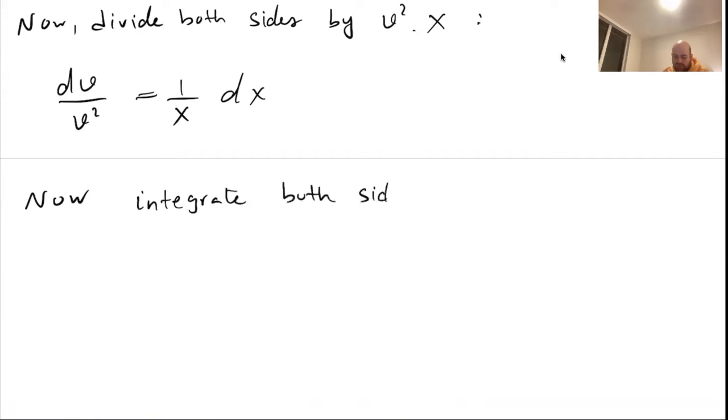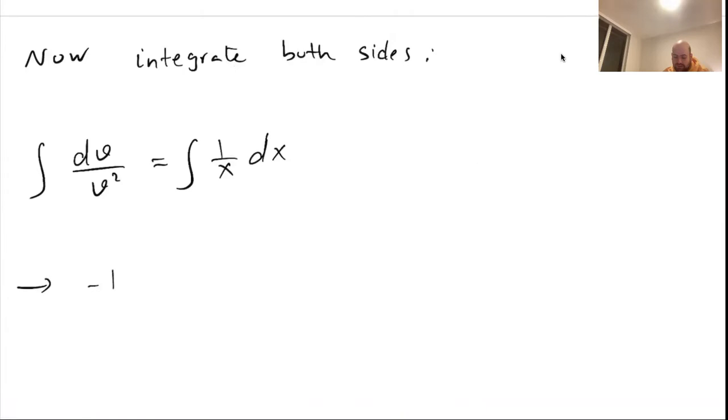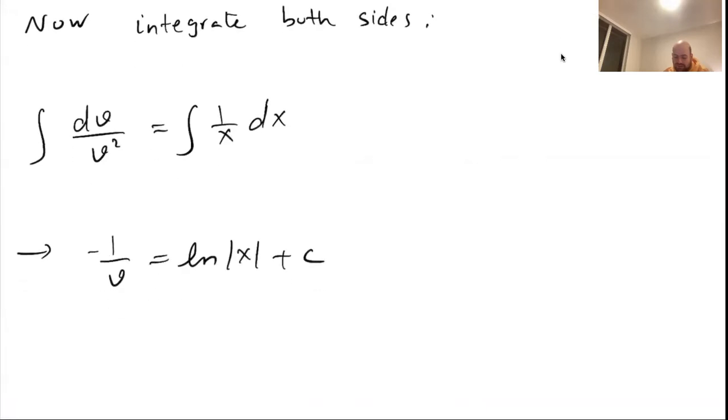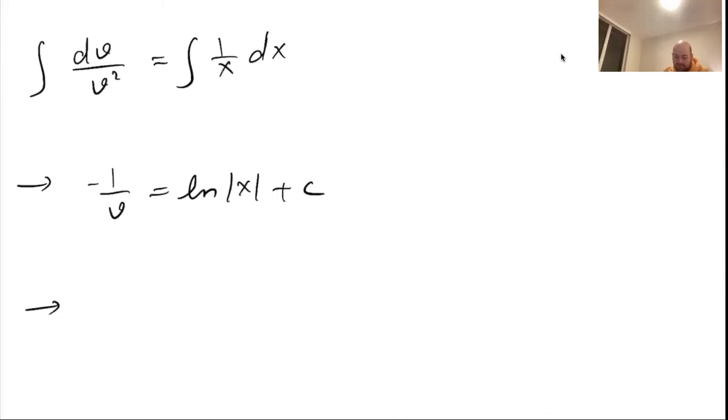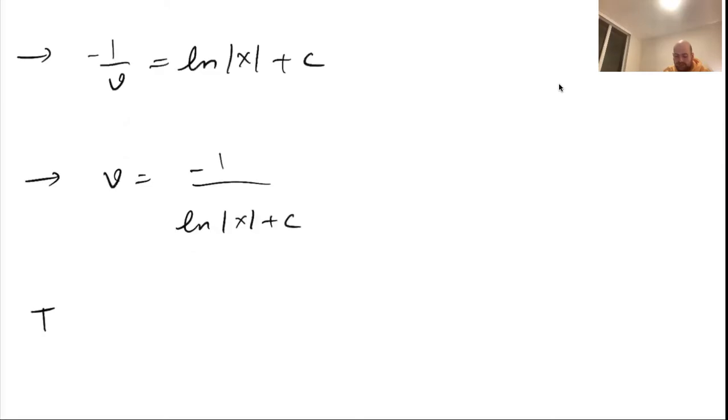Integrate both sides, then we get the integral of dv over v squared equals the integral of 1 over x dx. That means minus 1 over v is equal to ln absolute value x plus c. And therefore v will be equal to minus 1 over ln absolute value x plus c. Okay, to find the constant c, use the initial condition.